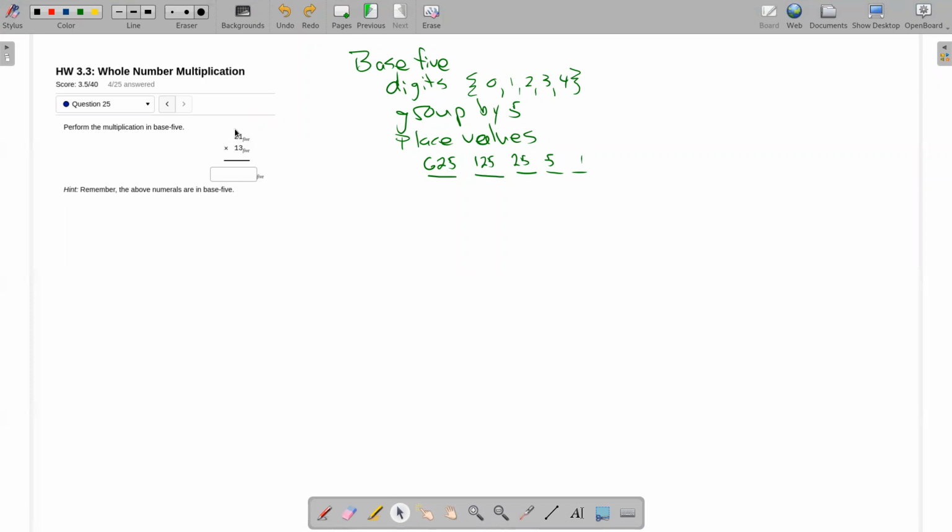So this is the way in base 5, we would write 11 in base 10. 1, 3 in base 5 means I have a group of 5 and 3 ones, so that's the way we write 8 in base 5.